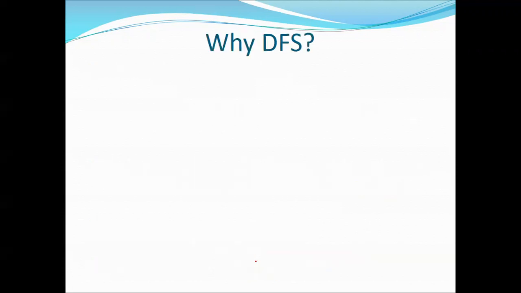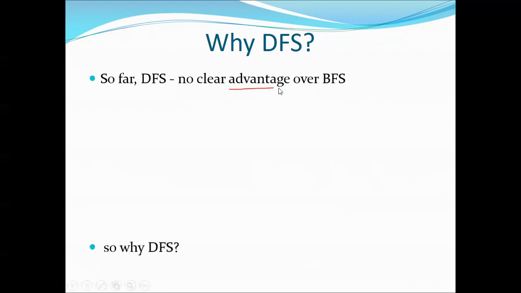So far, whatever we have discussed about DFS is mostly negative information. In infinite state space, both the versions of DFS, graph search and tree search, were not complete, and both versions of DFS were not optimal. Then why should we use DFS at all? So far we don't have any clear advantage of DFS over BFS. So why should we use DFS?